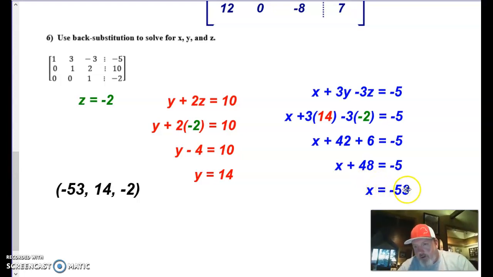So don't freak out when you get that big number. That is what it is. Our math here is correct. And once you have x, y, and z, don't forget to write them, in this case, as an ordered triple, since we had 3 equations and 3 variables.